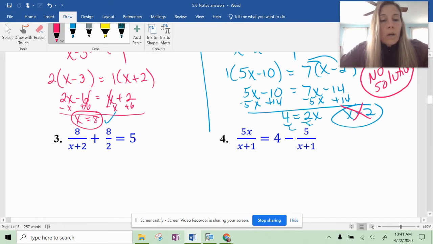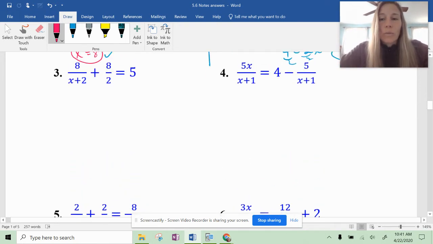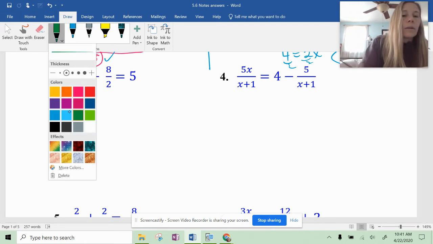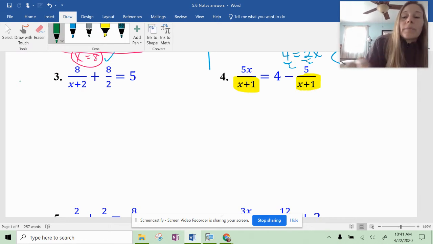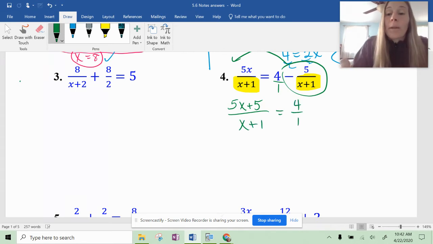Okay. All right, so number 4 we'll do, I think that's the last one here we can do with the cross product property. So we'll do that and then we'll start focusing a little more on the LCD. So for this one here, again, we've got 2 different denominators. We have the x plus 1 and just the plain old 1. So this one here, I'm going to move over. Since it was a subtraction, it's going to be added to the 5x. So we'll have 5x plus 5 over the common denominator of x plus 1. And on the other side of the equal sign is 4 over 1.